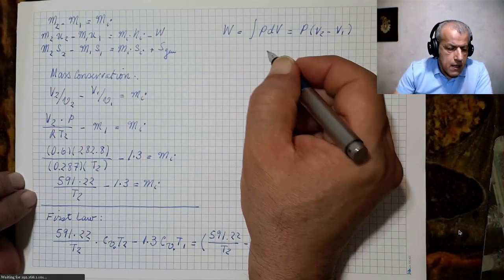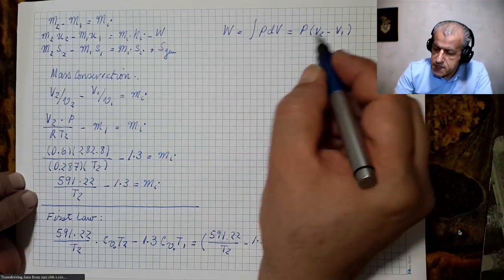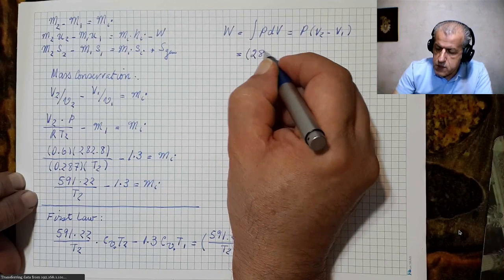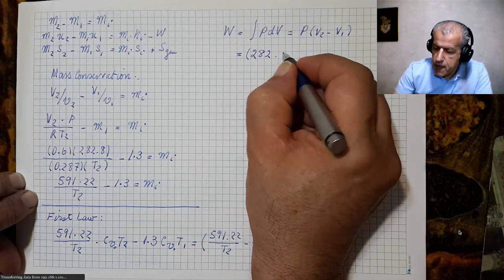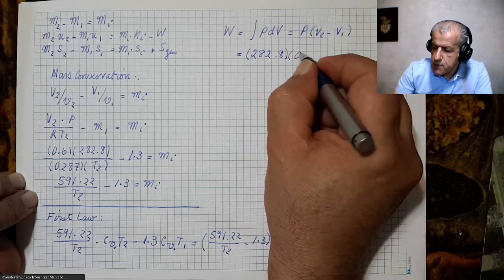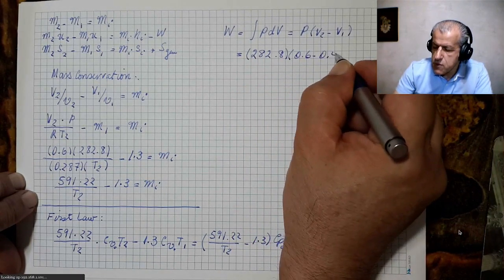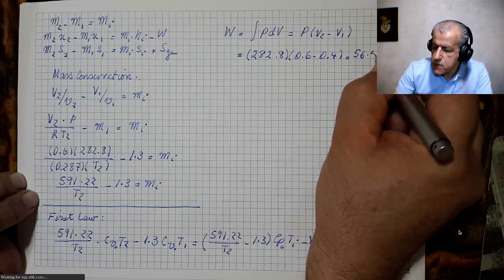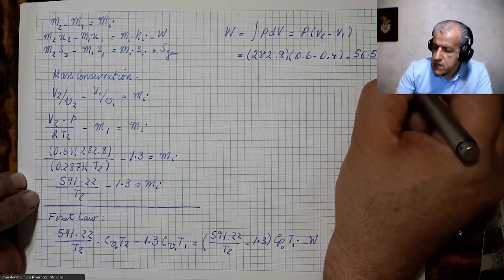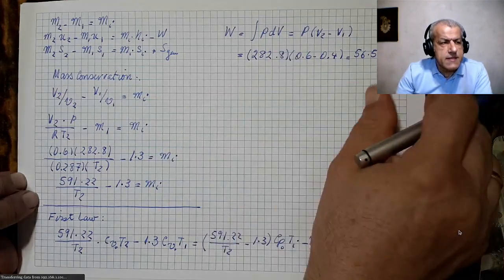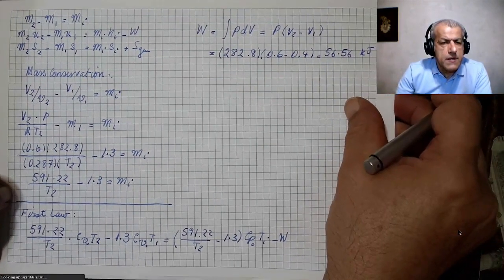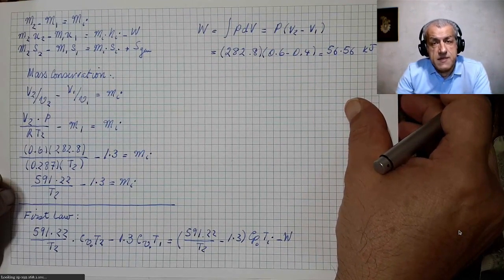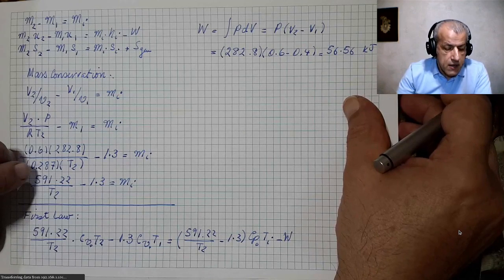So this is a very simple calculation, and this equals 282.8 times 0.6 minus 0.4, and that is 56.56 kilojoules. That is the work done by the piston, and this work is positive since it's done on the surroundings.